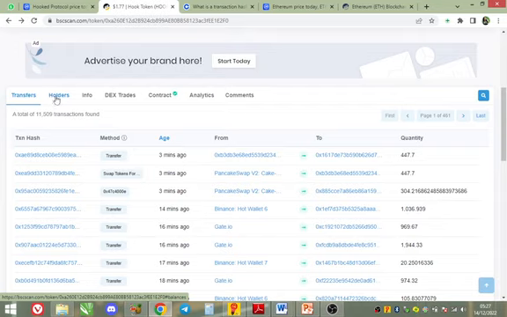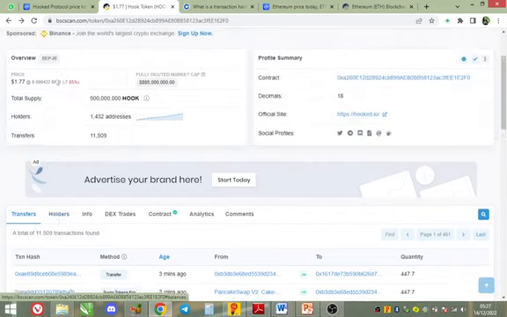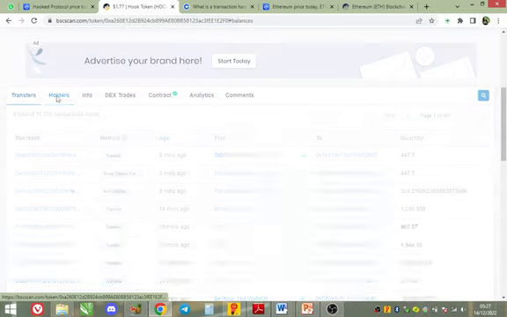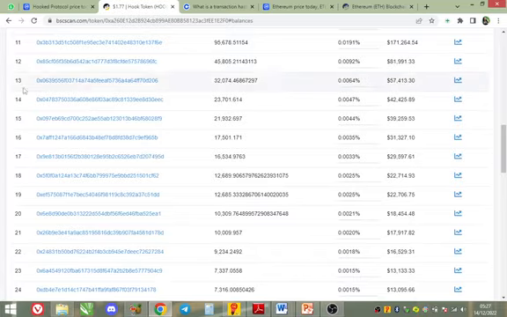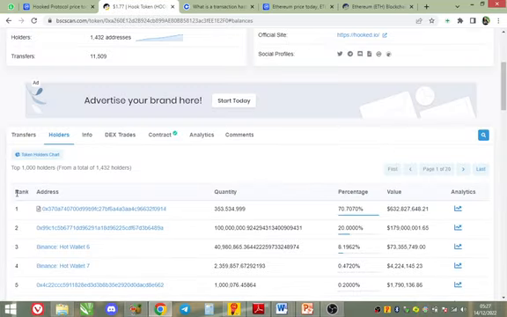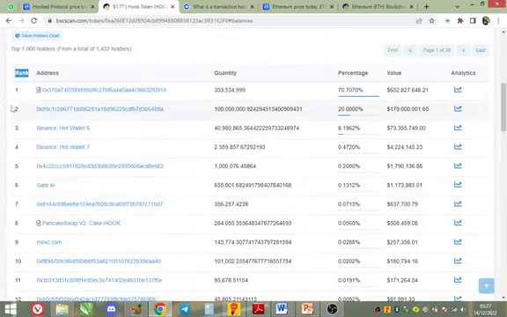Now, using on-chain metrics or the explorer, we can track who is holding this particular token. You can track the wallets that are holding it. These are the addresses, and this is just the ranking. The ranking shows the highest holder of this token.